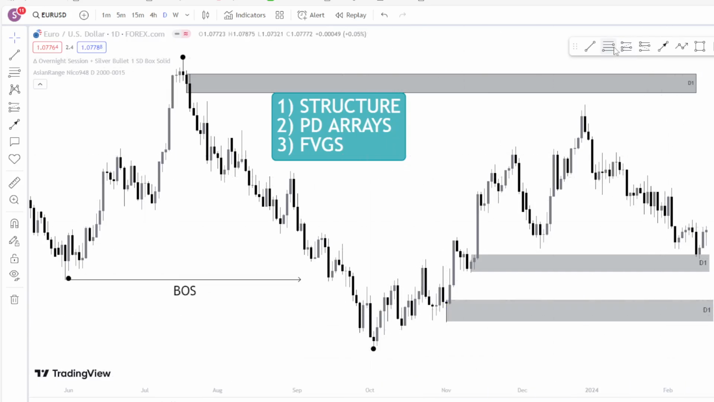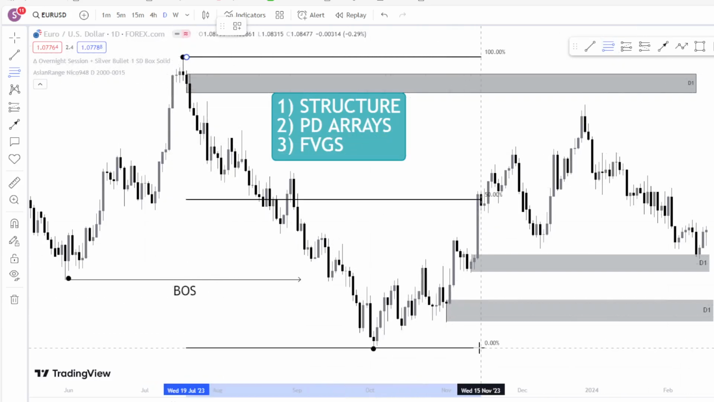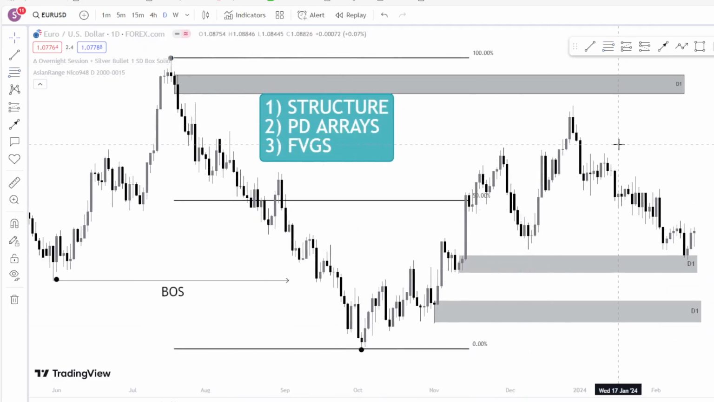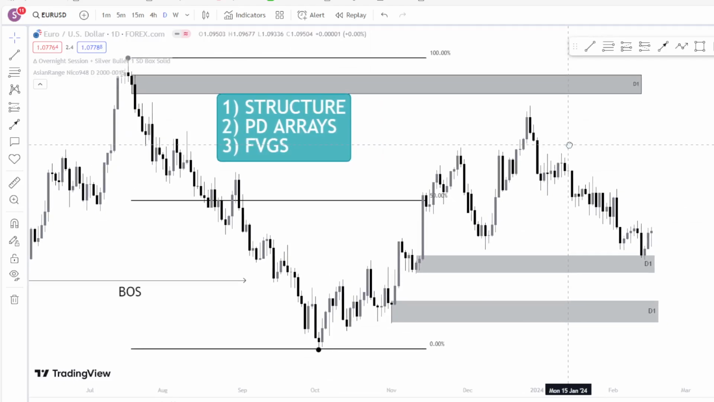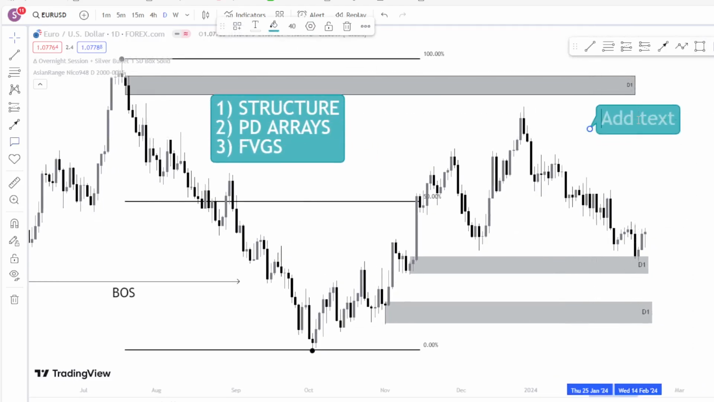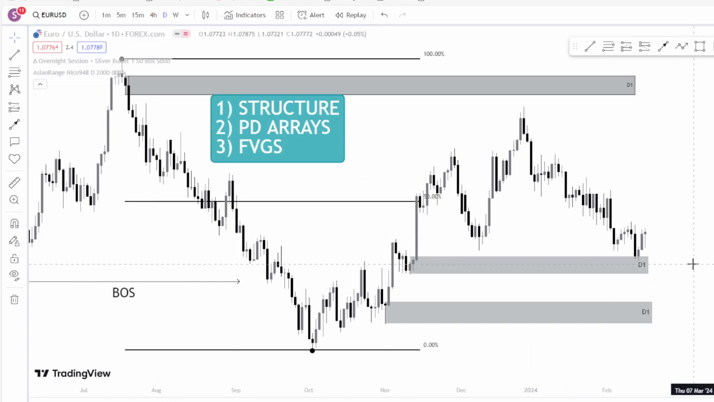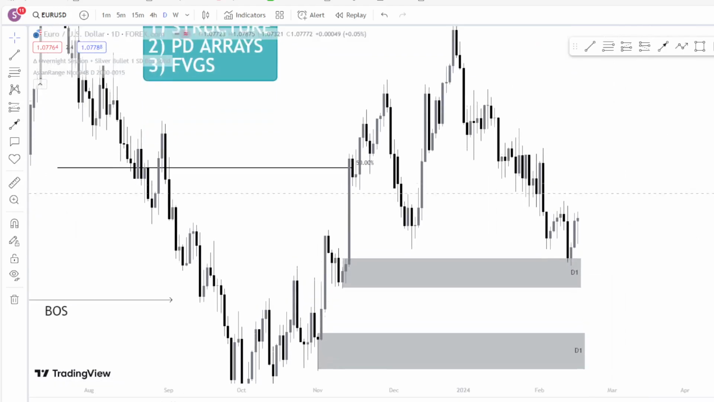This is how we use the Fibonacci tool when it comes to PD arrays and understanding which PD arrays to look at. We have a premium high over here down to a discounted low over here. This is our structural dealing range. So it's pretty self-explanatory at this point that we have a premium up here, and down here is our discount, below the 50% level. D for discount over here. Premium versus discount.